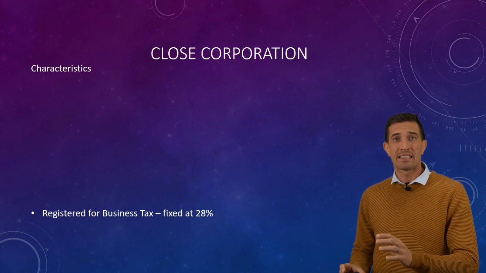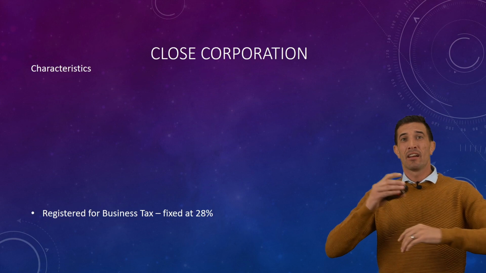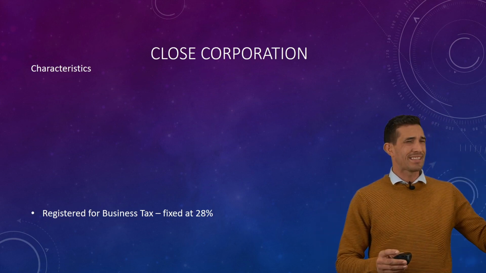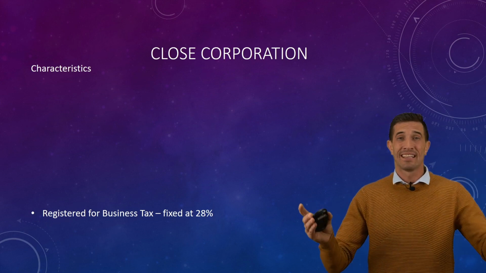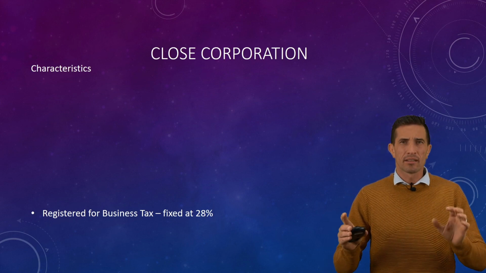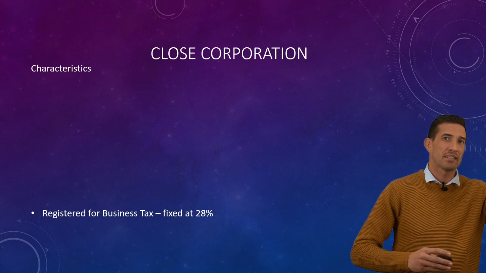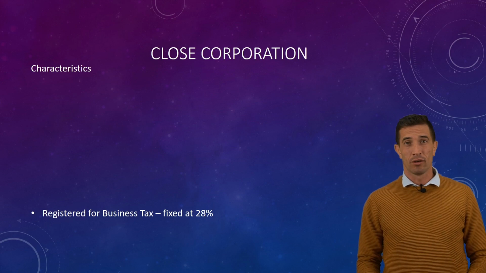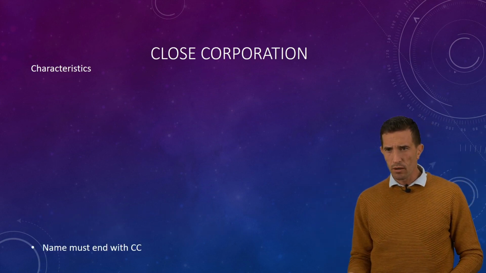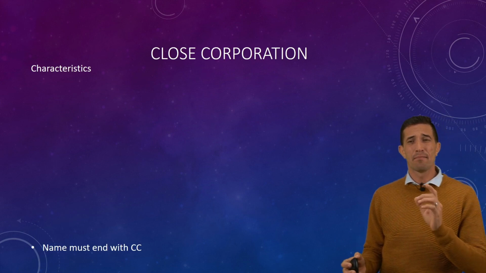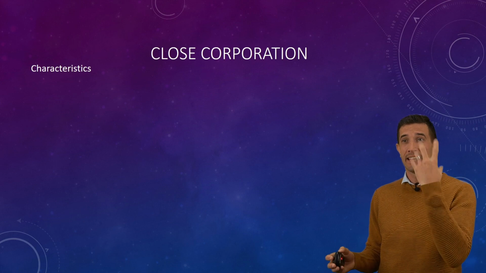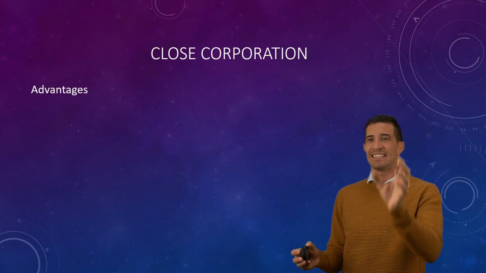So you won't start a CC before you reach a turnover that is higher in the tax brackets when you pay your personal income tax, when it's higher than 28%. If it's between 18 and 28, you will want to still pay less tax. But the moment it breaches that gap, it's beneficial for you to start thinking about making it formal. Alright, and another characteristic is the name must end with the letters CC. That's how you identify it's a closed corporation, with the letters CC at the back.